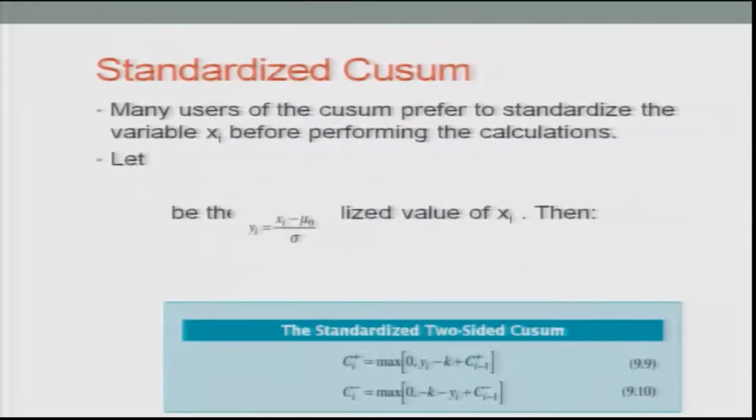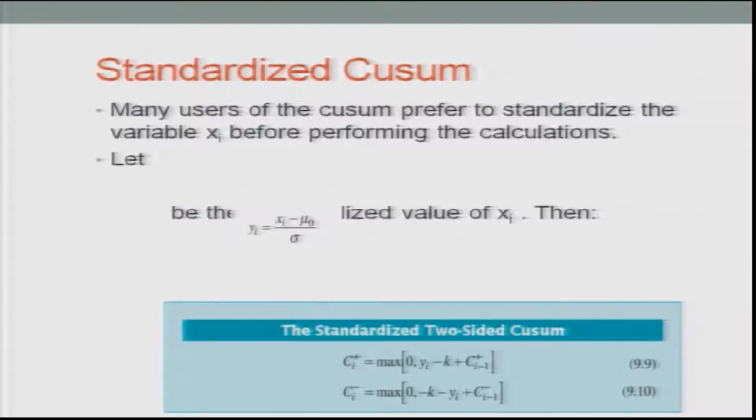We will consider now the standardized CUSUM charts, or the cumulative sum charts. Many users of the CUSUM prefer to standardize the variables xi before performing the calculation. So, if you standardize the variables, obviously the question will come what is the standardization, and the best one is basically to use the normal approximation.